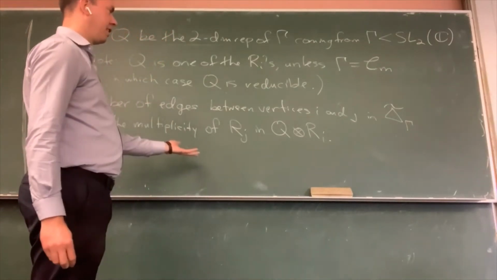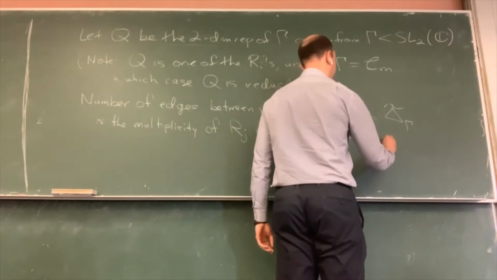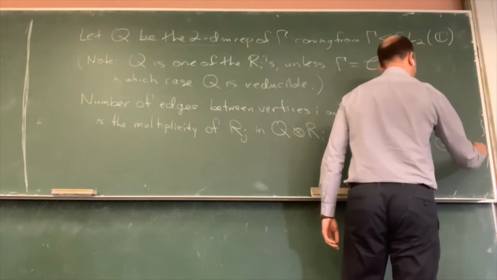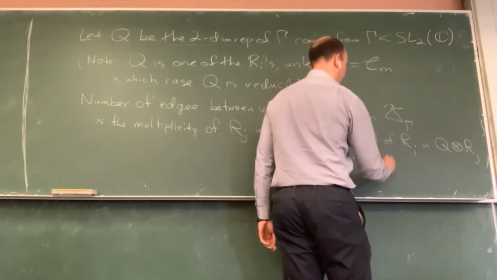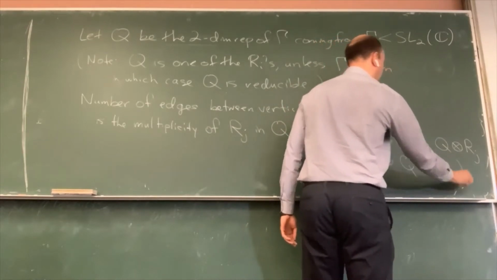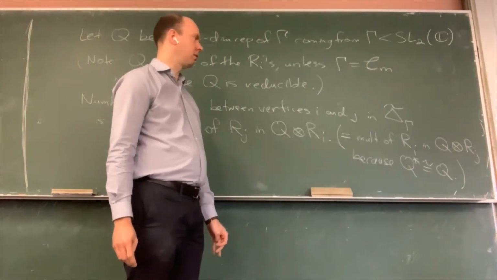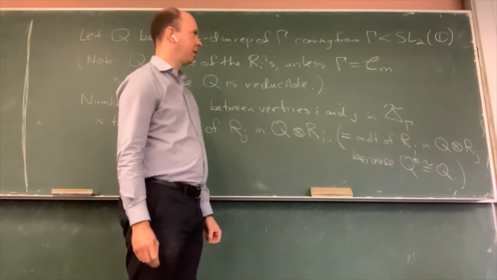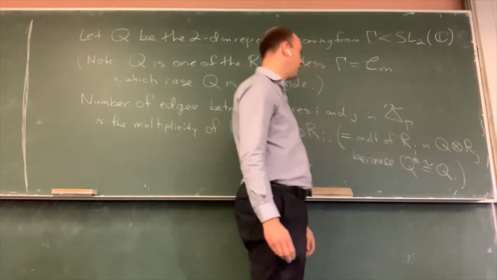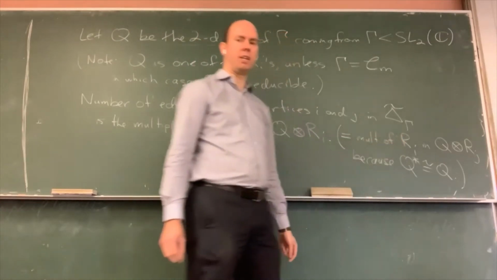And you can see, for instance, that this definition is symmetric in i and j. So this equals the multiplicity of Ri in Q tensor Rj because Q is a self-dual representation. Because gamma is a subgroup of SL2, not just GL2, the determinant gives you a skew symmetric pairing on Q, which is invariant for the group gamma. So Q is isomorphic to its dual, which you can easily see means that the multiplicities are the same if you reverse i and j.